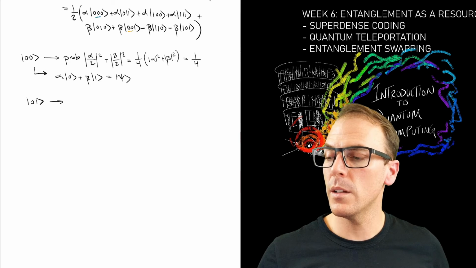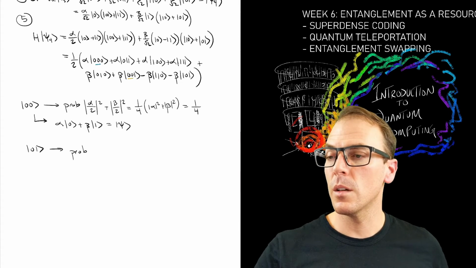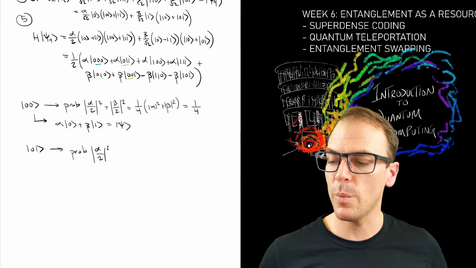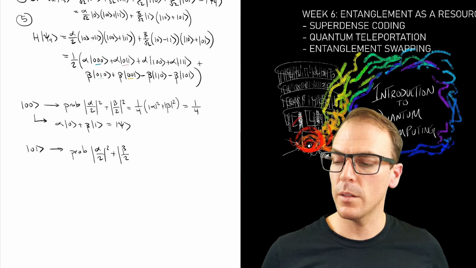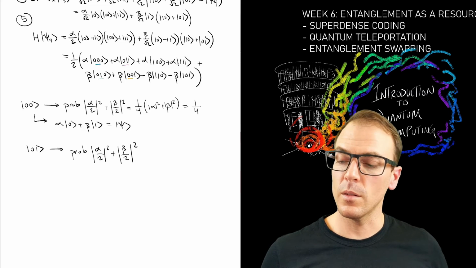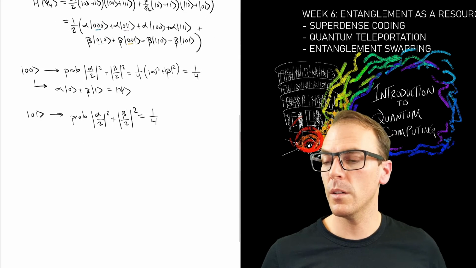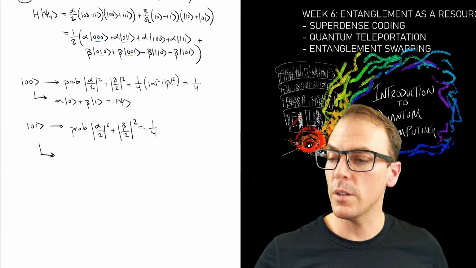Alice might see 0, 1. That will happen with probability... okay, so let's look for 0, 1. We see 0, 1 here and here. And perhaps you are about to see some pattern emerge. We have alpha squared plus beta squared, and those are 1 over 4 each. So again, this is 1 over 4.